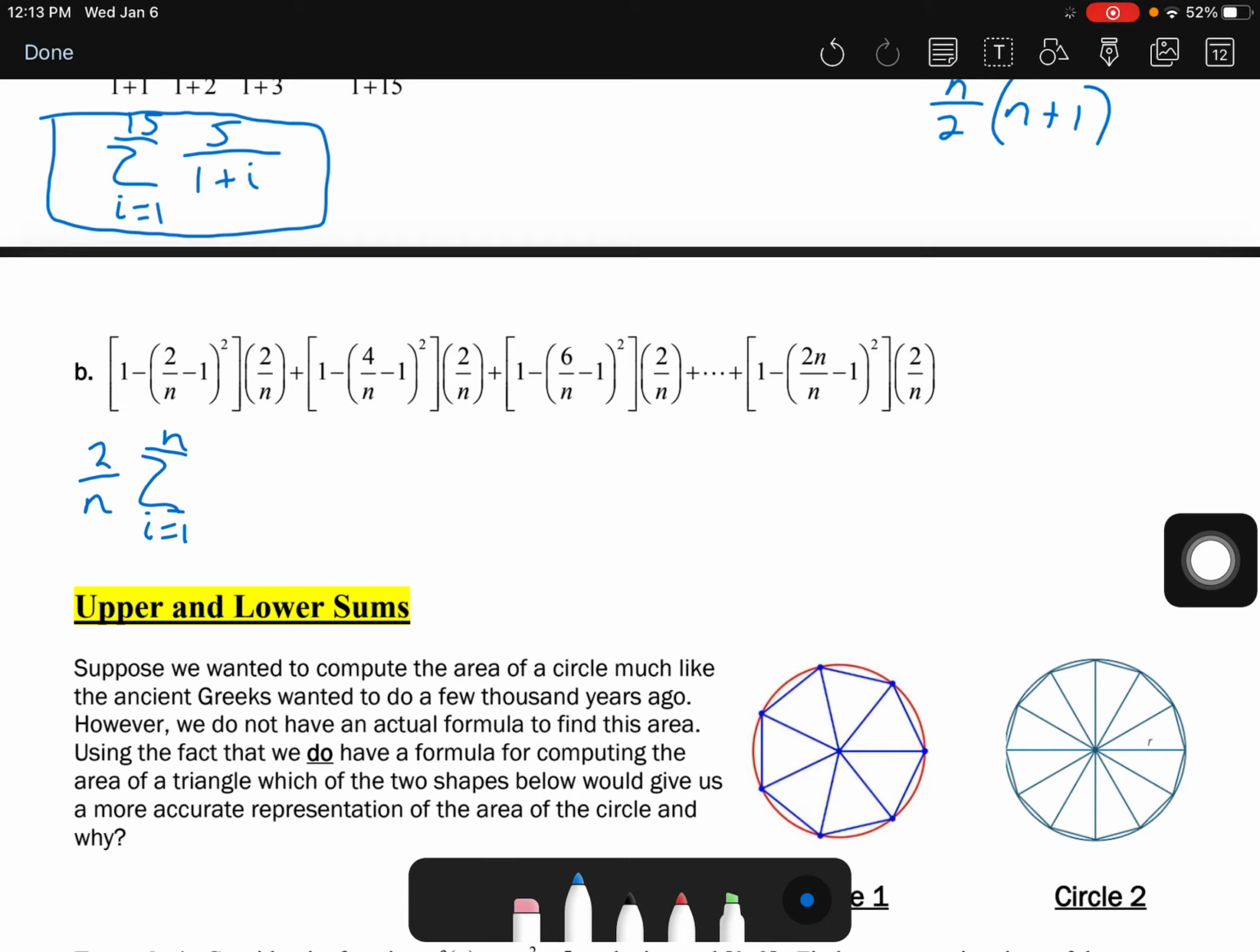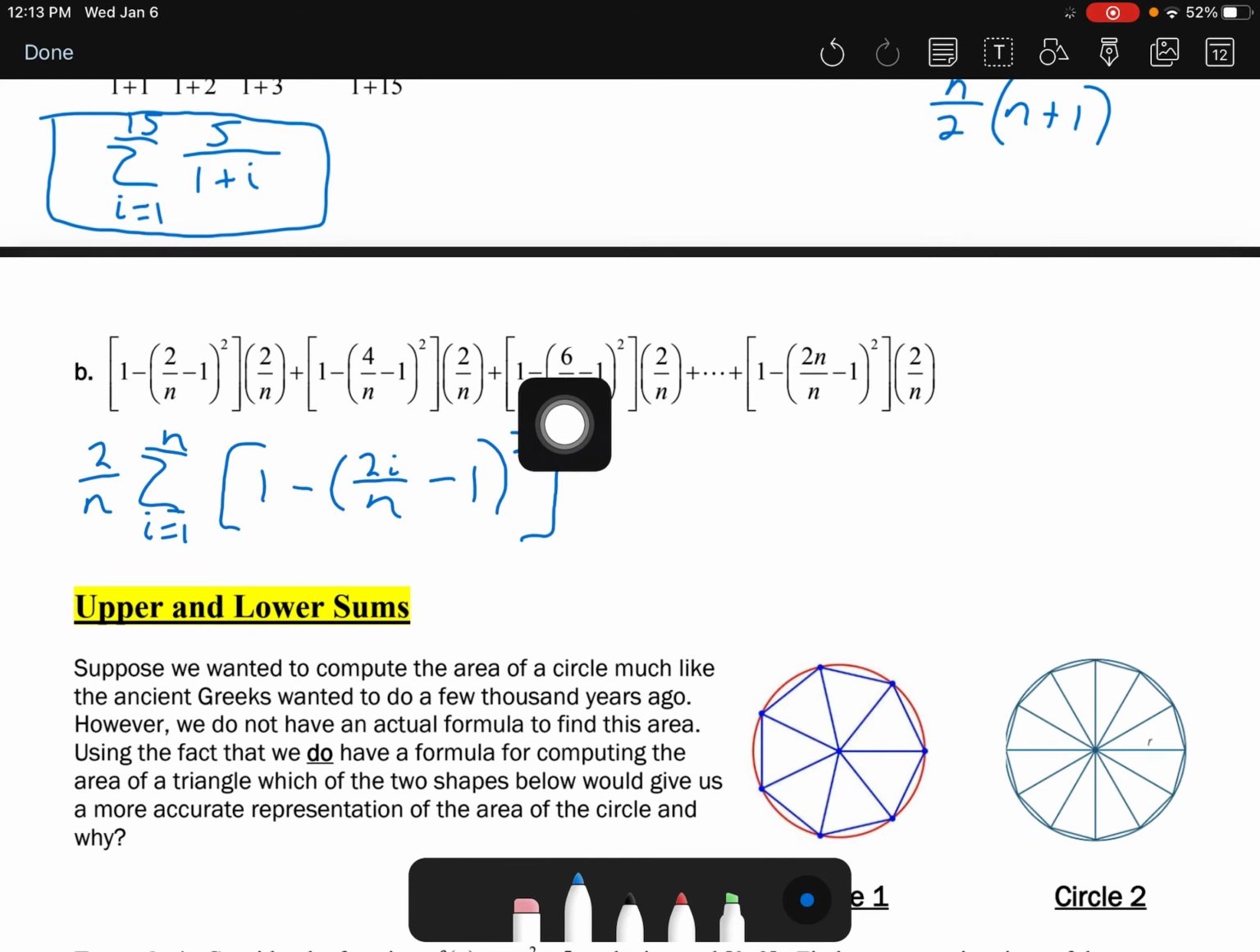Okay, so then my pattern here, we can see that it's always 1 minus something, and it's always 2 times something. So since we're using an i there, we're going to say 2i over n, and then it's always minus 1, and then it's always squared. Okay, and that's how we would represent this summation right here.